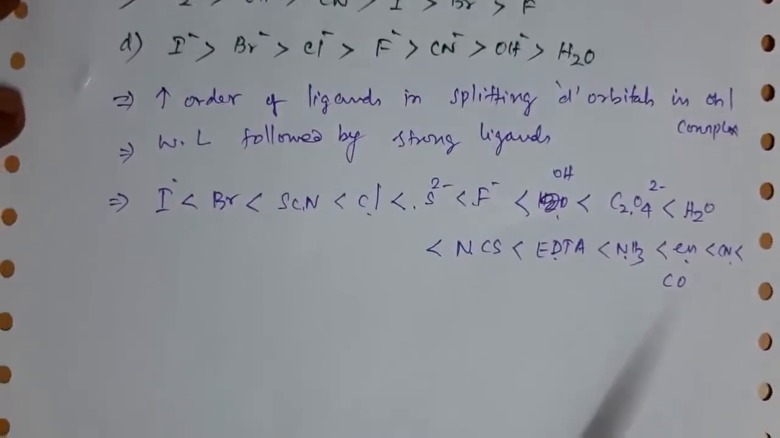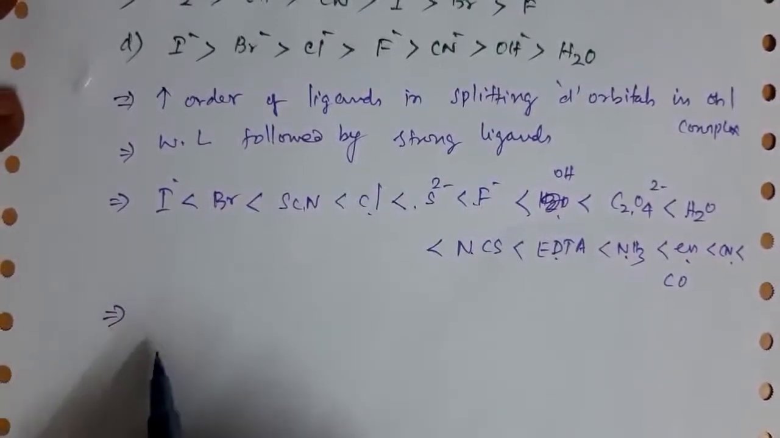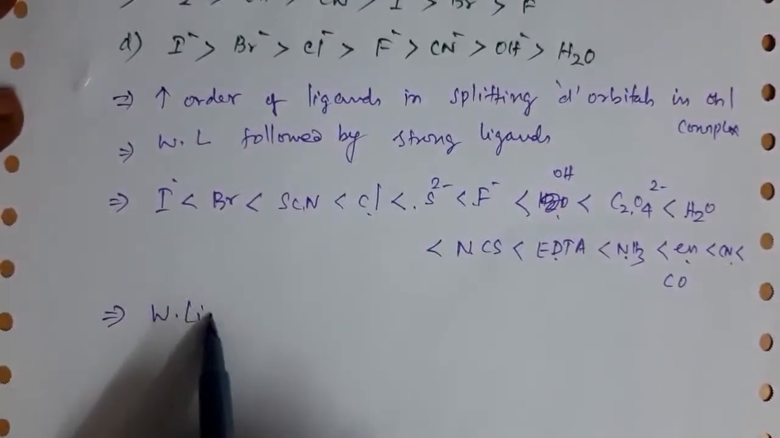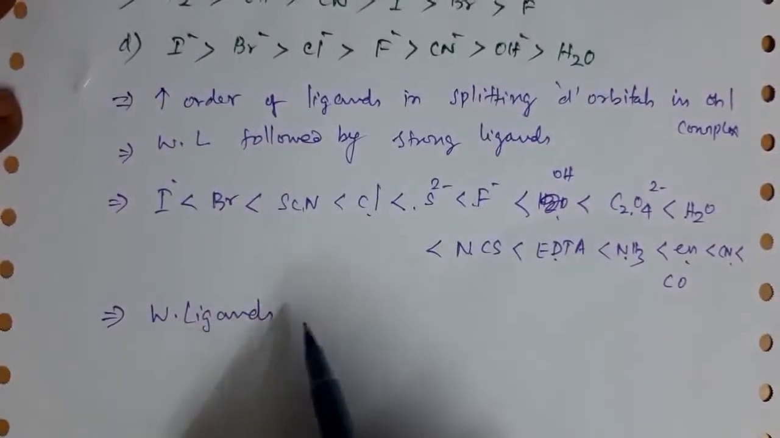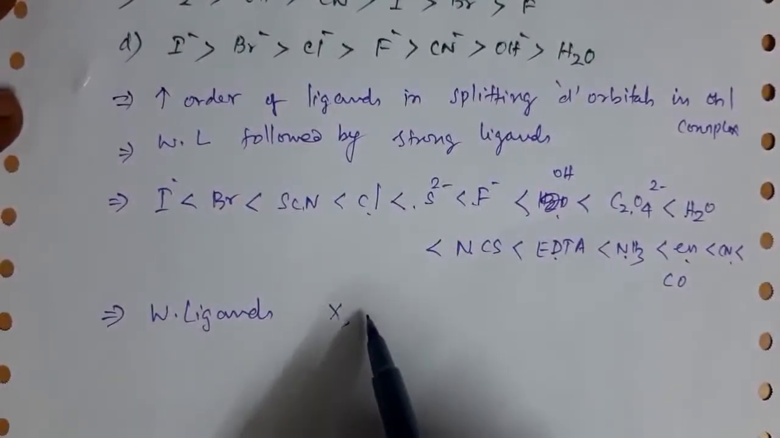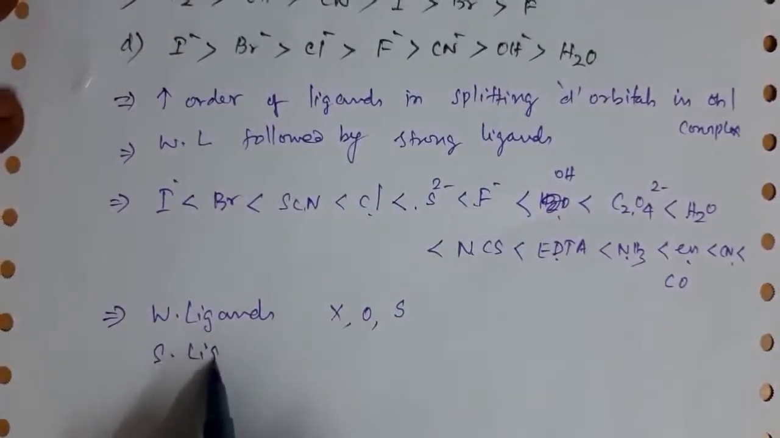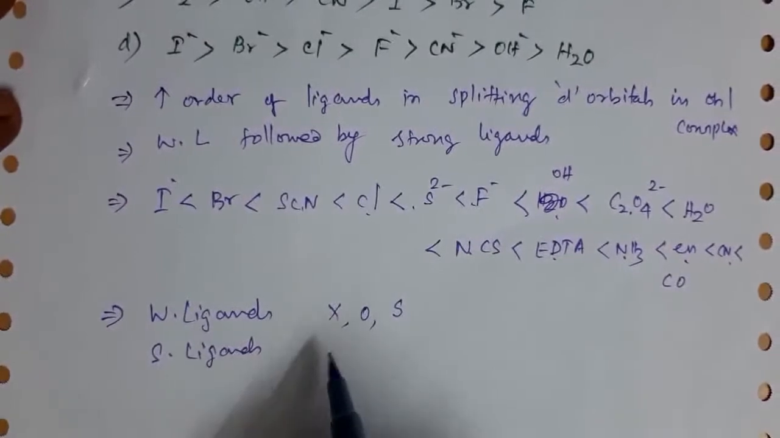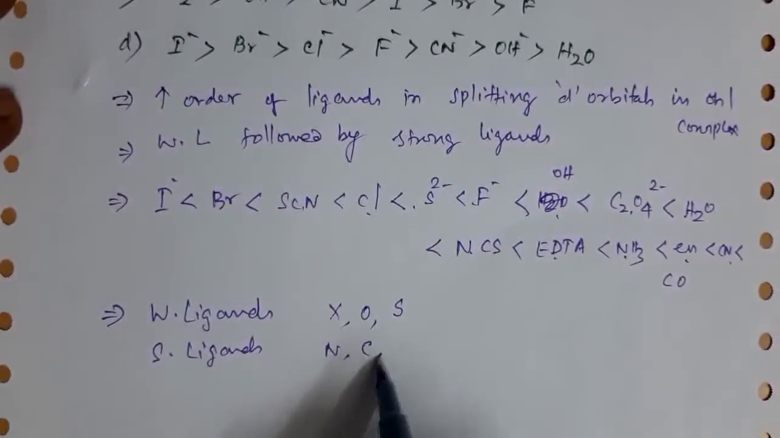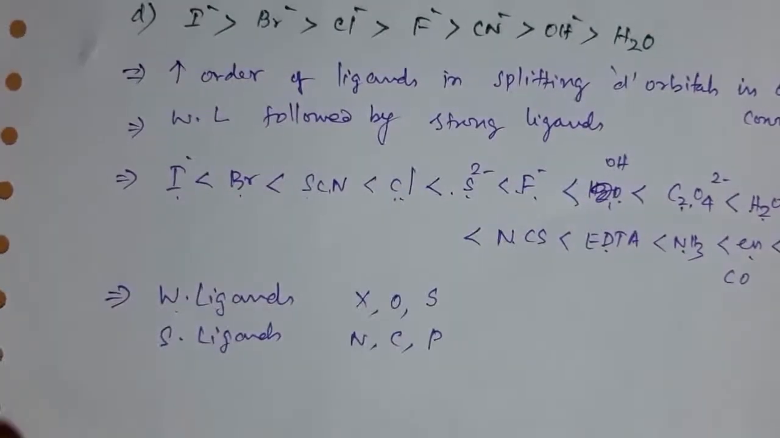So what are weak ligands and what are strong ligands? Weak ligands in general have the donor atoms halogen, oxygen, sulfur, and strong ligands have the donor atoms nitrogen, carbon, phosphorus. So weak ligands generally have halogen, oxygen, sulfur.